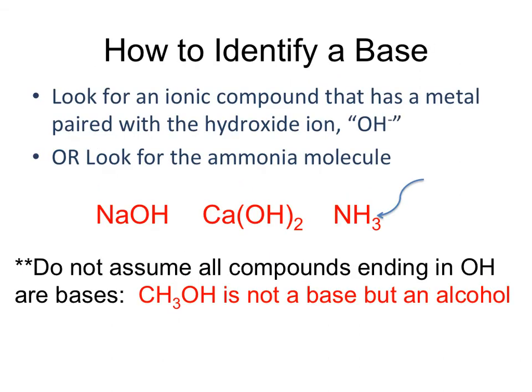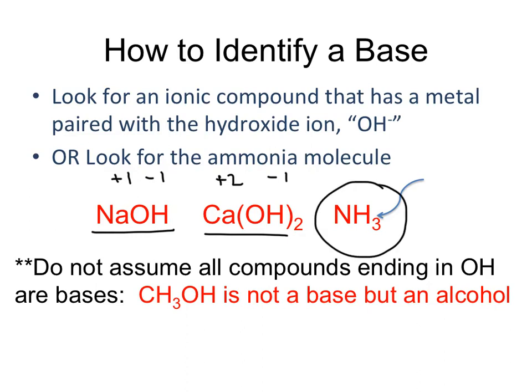So how do we identify bases? Most bases in this class will be an ionic compound that has a metal paired with the hydroxide ion, as seen in the examples below. You can see here that the sodium and the hydroxide are in a 1-to-1 ratio because of their charges, and in the second example you can see that because of their charges they're in a 1-to-2 ratio. There is another type of base that you need to be comfortable in identifying, and that is the ammonia molecule. It is represented as NH3.